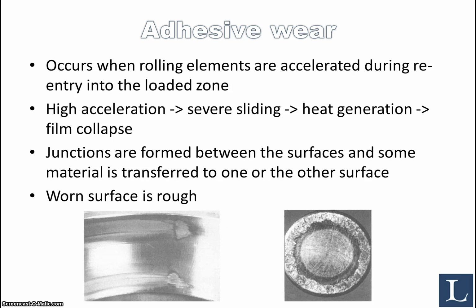And heat generation is typically bad for the lubricating film, since the viscosity of the lubricant will drop and you will probably have a film collapse, and therefore you have metal-metal contact and you form junctions between the surfaces, and you can transfer material between the race and the rolling element in this case. And this typically shows as a very rough surface, as a wear pattern, as you can see on the side here of the roller, for instance.